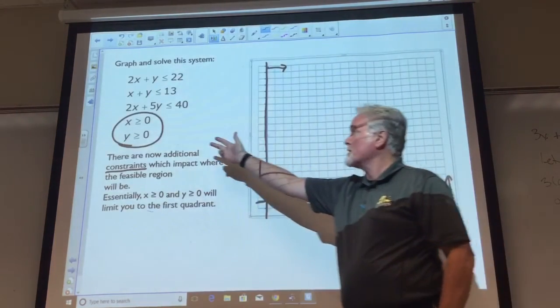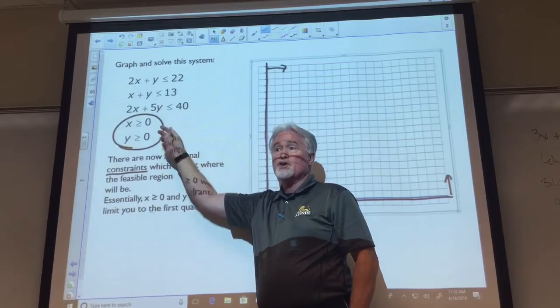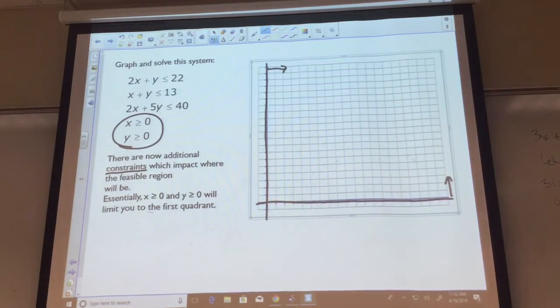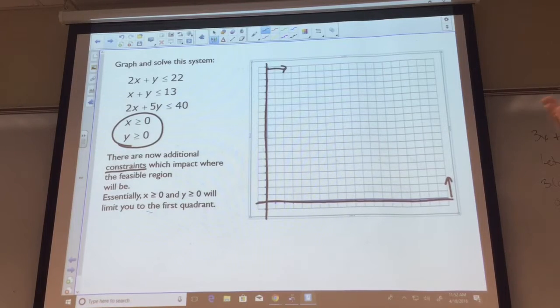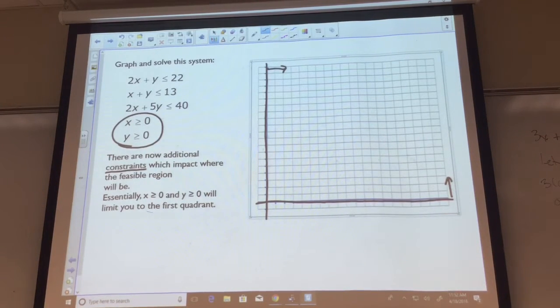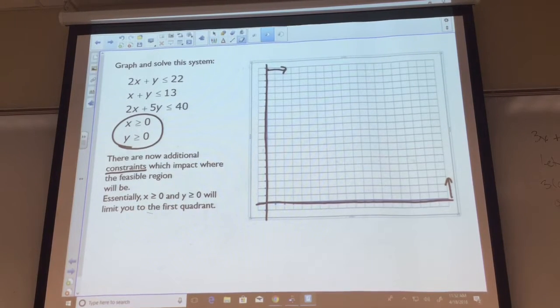Thing is that they will not always give you the graph that limits the first quadrant, so if these are part of your inequalities, you must include them on your graph. Or the graph, when you shade, will bleed beyond the x and the y axis, and then the program's not going to be happy with you. But it's still going to be intercept graphing.